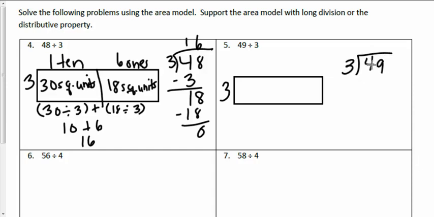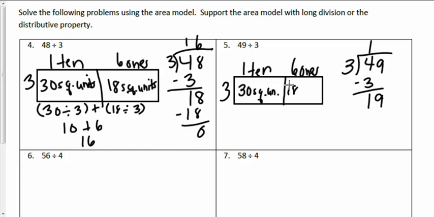So 3 would go into 4 tens once. So that means that this would be 1 ten. 1 ten times 3 would be 30 square units. Divide that like that. So that would leave 1 ten and 9 ones. So I'm thinking 6 times 3 is 18. So this would be 6 ones.